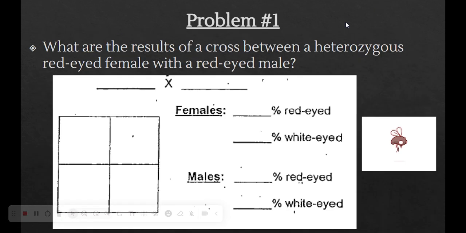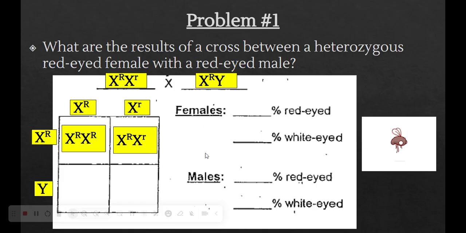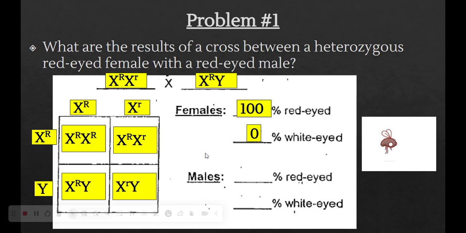So what are the results of a cross between a heterozygous red-eyed female and a red-eyed male? Okay, so let's see. X capital R, X little r, X capital R, Y. So male and female. Now we'll put it in the Punnett square like this. This is how you set it up. And now you're going to find out that we have to separate male from female since this is sex-linked. Okay, so you have X capital R, X capital R, X capital R, X little r.